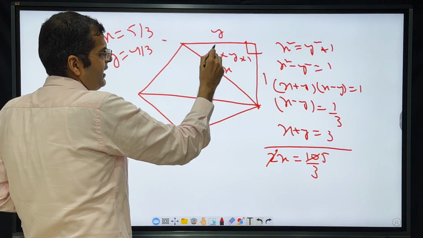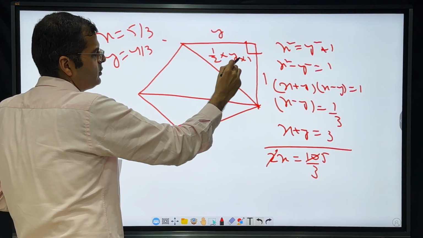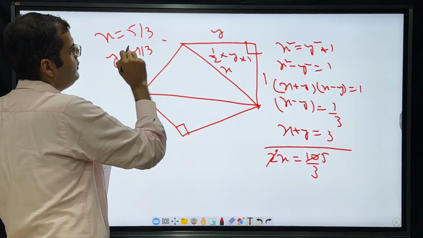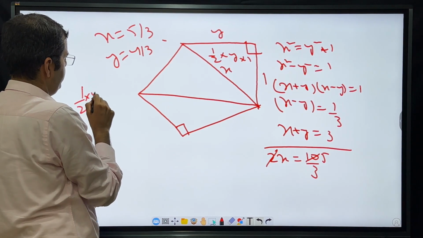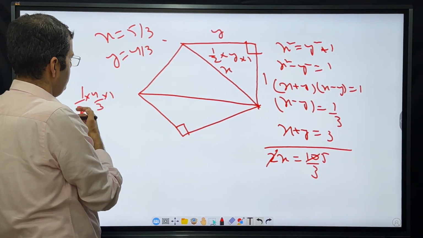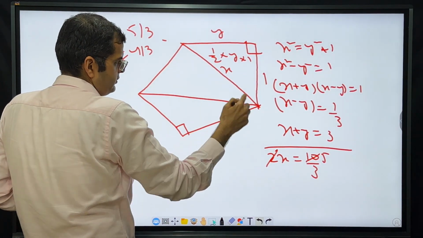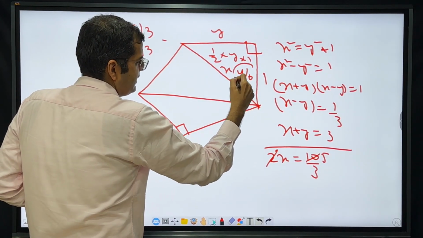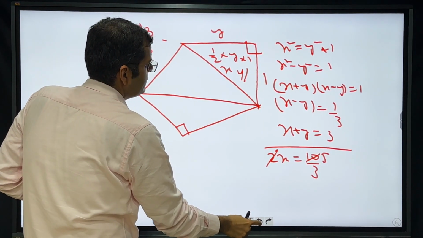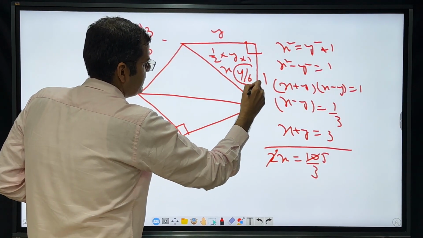Now the area of this triangle is half into y into 1, and y is 4 by 3. So that will be half into 4 by 3 into 1, which is 4 by 6. So the area of this part is 4 by 6. I am circling this. 4 by 6, that is this area.